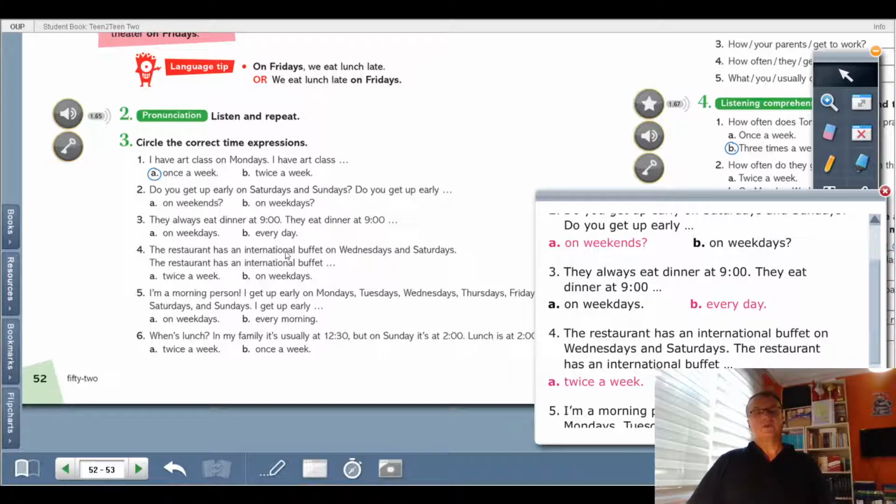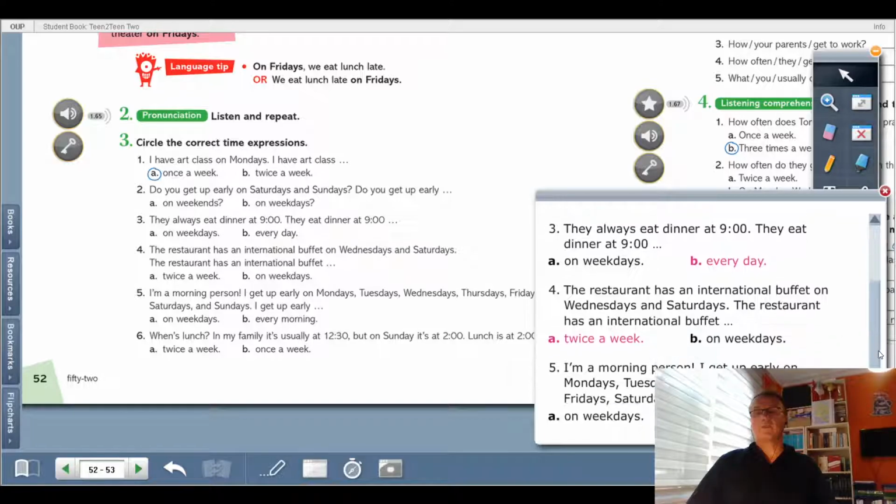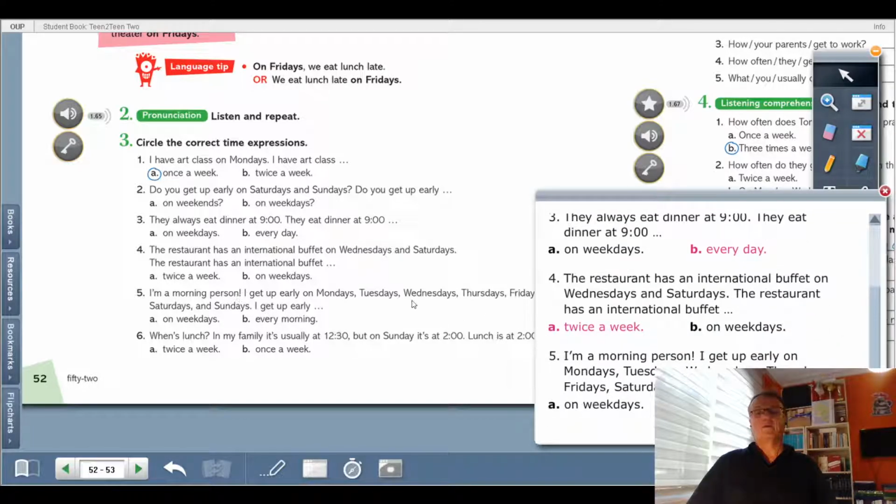4. The restaurant has an international buffet on Wednesdays and Saturdays. That means the restaurant has an international buffet twice a week. Because you can't say weekdays, because Saturday is a weekend day and Wednesday is a weekday. So we just say twice a week.